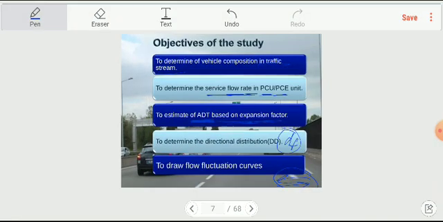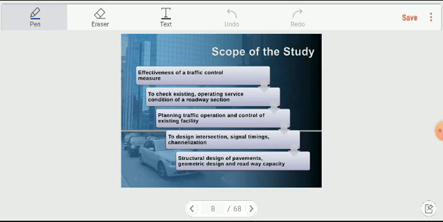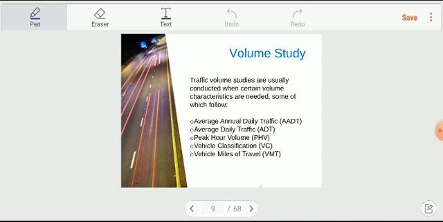So to continue our study, one of the objectives is also to draw flow fluctuation curves. Fluctuations, it means تقلبات, which means sometimes in the morning there is heavy traffic, and then at 9 a.m. it's much less, up to 11 a.m., and it goes up to 2 a.m. and then it goes down. So those are the fluctuations we're talking about. The scope of the studies, you can put whatever you want.